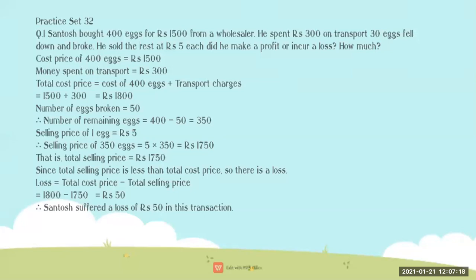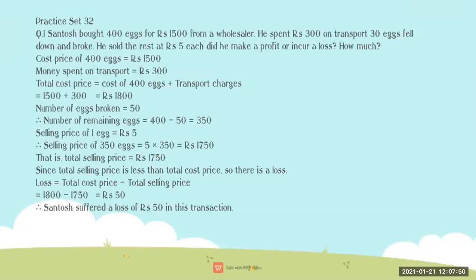Santosh bought 400 eggs for rupees 1500 from a wholesaler. He spent rupees 300 on transport. 40 eggs fell down and broke. He sold the rest at rupees 5 each. Did he make a profit or incur a loss? How much?